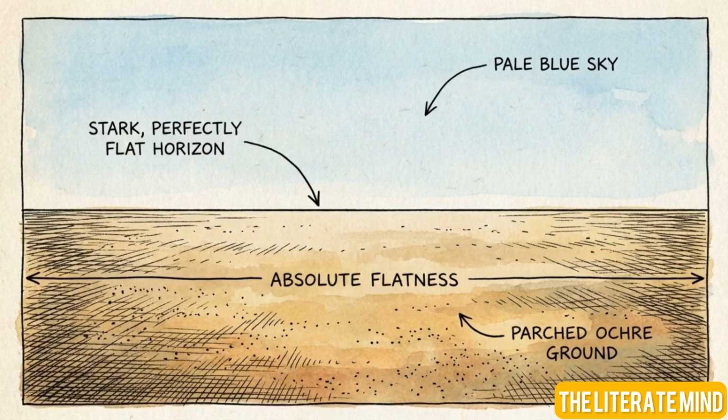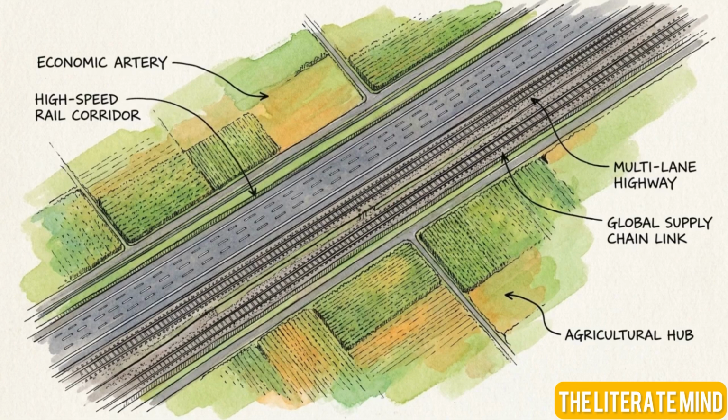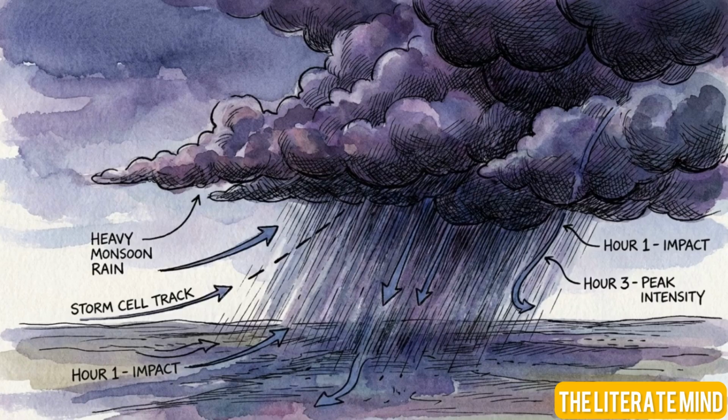Furthermore, building across a completely flat surface is cheap and fast. Extensive road and railway networks were easily rolled out over the plains, compounding economic growth by seamlessly connecting those agricultural yields to massive markets. But the math cuts both ways.